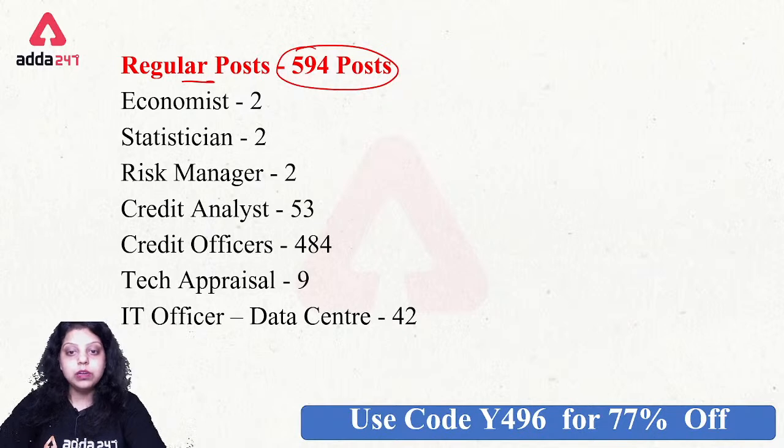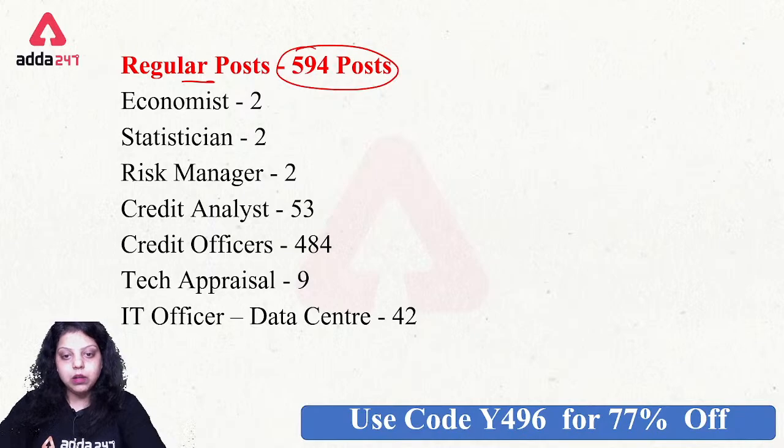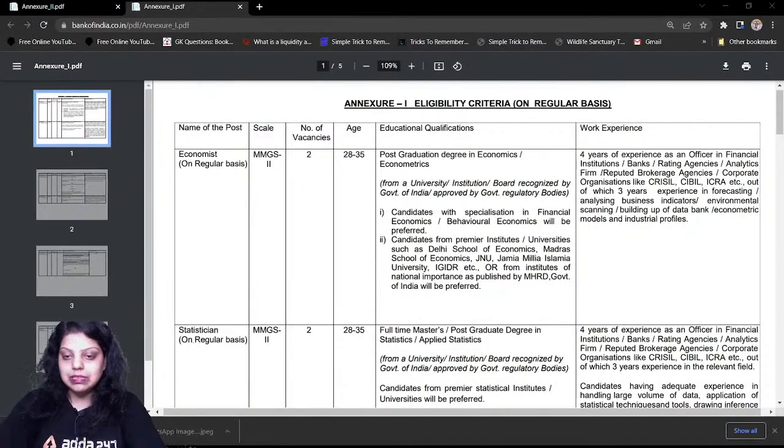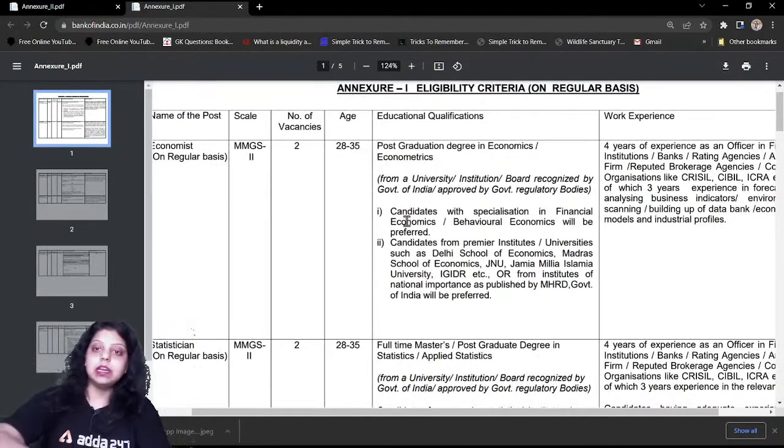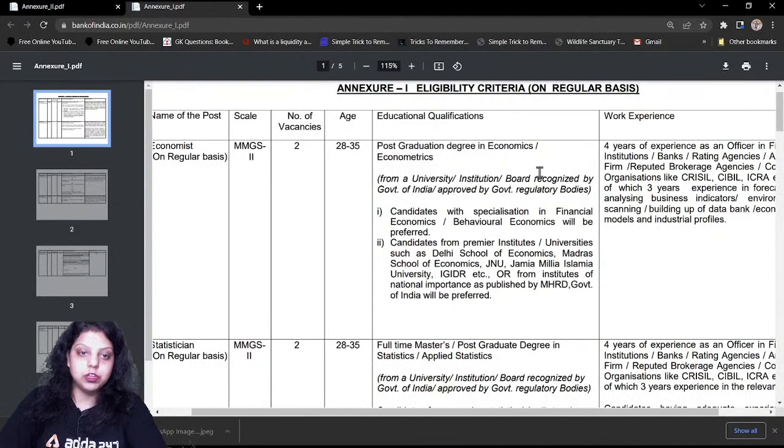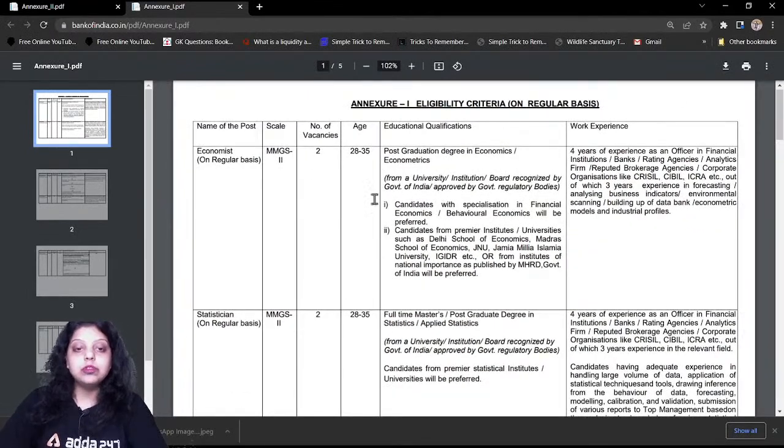That is very important to understand, because eligibility is kind of complex, as we have seen that there are a large number of vacancies given under Bank of Maharashtra. So this is the PDF which is given by Bank of India. In the Bank of India, the eligibility criteria for the regular basis they have mentioned here. First of all, the first post is Economist on regular basis. These are the eligibility criteria for regular basis.